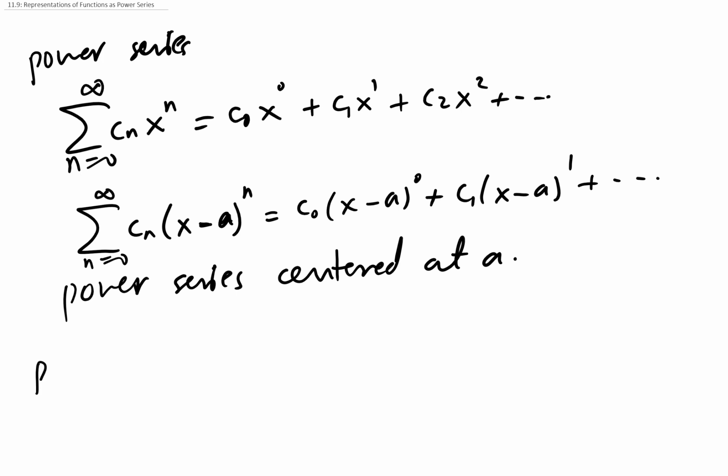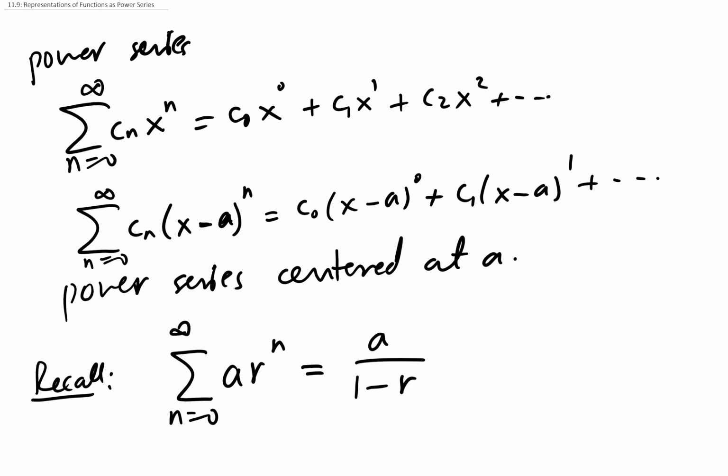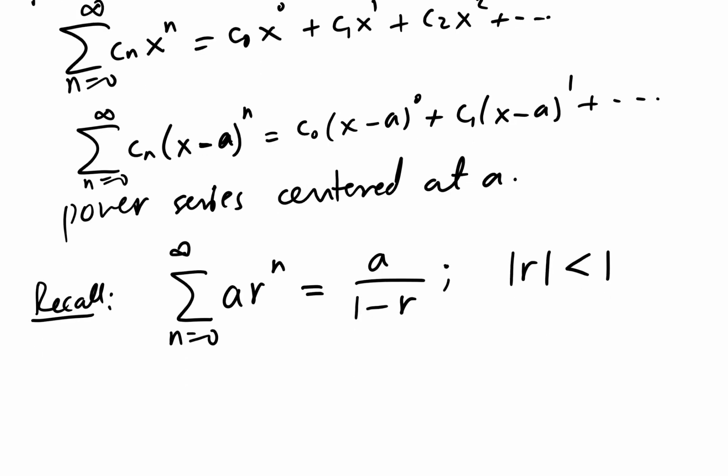So here we recall that for the sum of a r^n, which is an infinite geometric series, the formula for the sum was a over 1 minus r, or a1 over 1 minus r if you want to call it that. This can work only if the absolute value of r is less than 1. So this was the sum of the infinite geometric series.